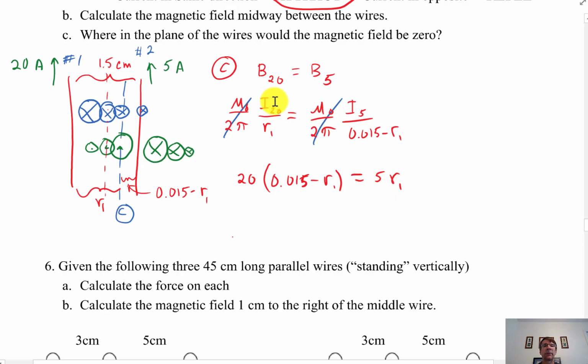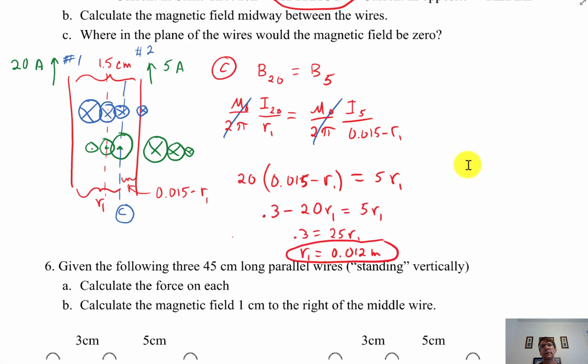So I plugged in a 20 for the current, because I should have put that in to begin with. There's a 20 there, so I take the 20 times this binomial, just crossing the two fractions. You should be able to do that. Anyways, 20 times that, let's see, I did the math here earlier. Hang on. All right, so I did all the math. 20 times 0.015 is 0.3.